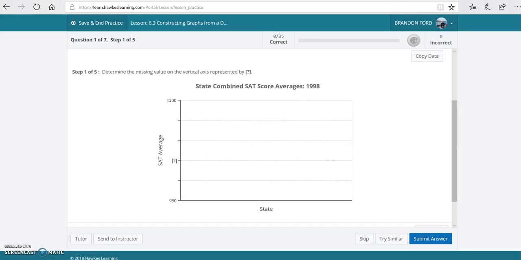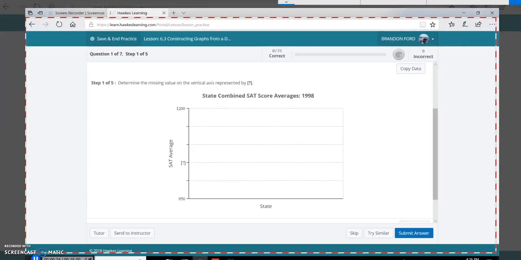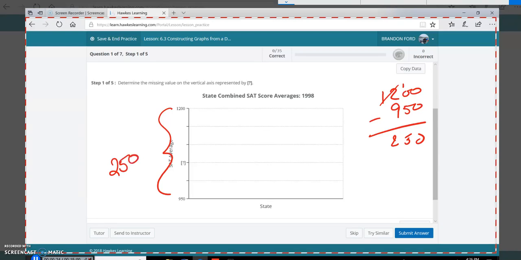Okay, so taking a look here, notice that we start with 950, we go up to 1200. The easiest way to do this is to determine the difference. What is my range that falls between 1200 and 950? Easiest way to do that is just some basic subtraction. So 1200 minus 950. Let's see, that's 5. And then 11 minus 9 is 2. So I know this entire range is 250.